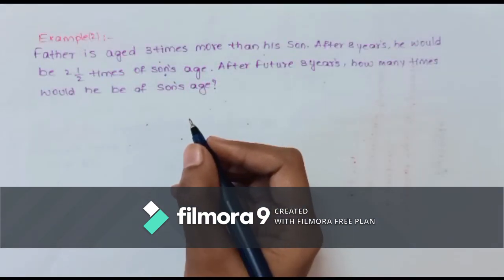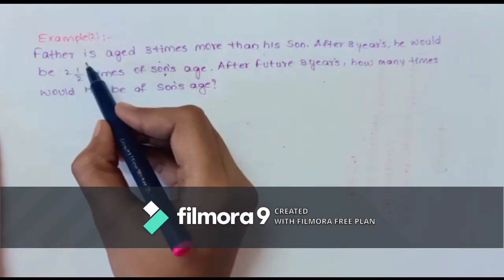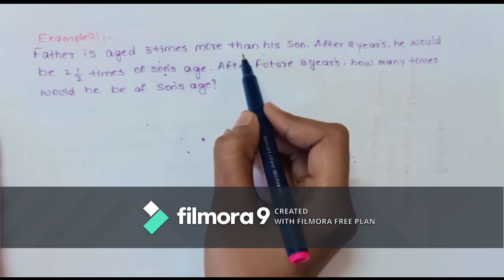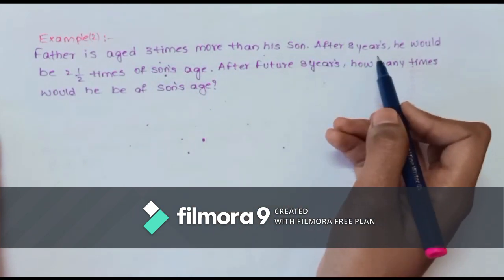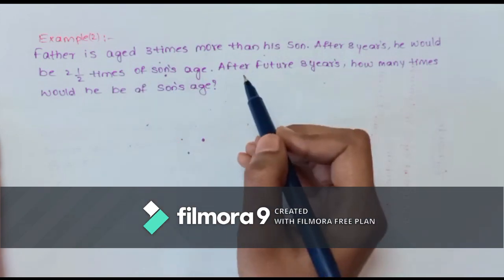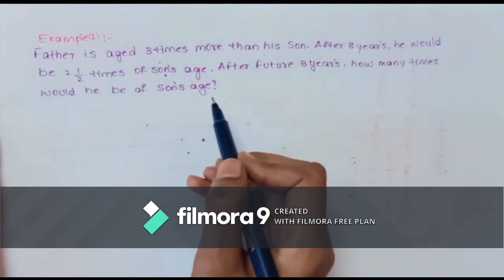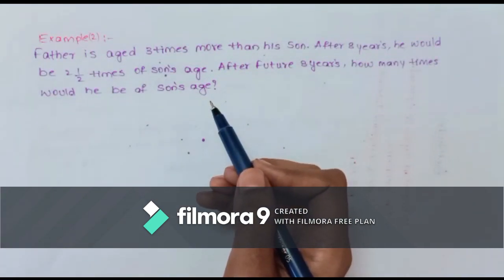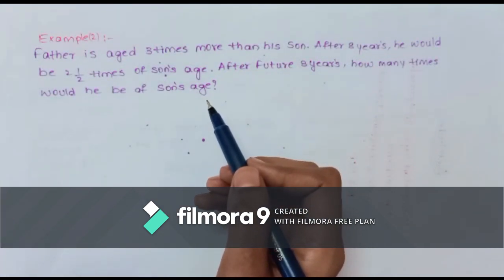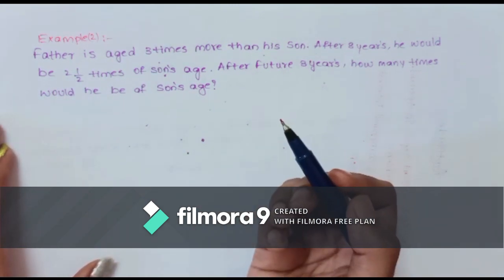Now I am going to explain somewhat complex examples. Example 2. Father is aged 3 times more than his son. After 80 years, he would be 2.5 times of his son's age. After future 80 years, how many times would he be son's age? Now we should read the question once or twice, then only you can understand the question. If you understand the question, you can answer easily.